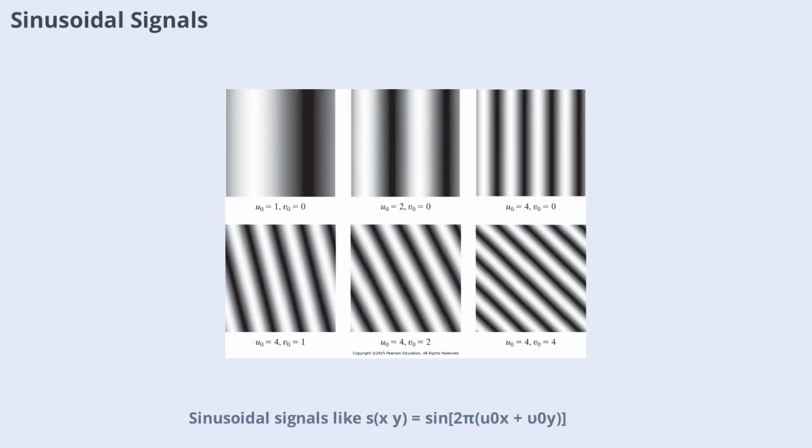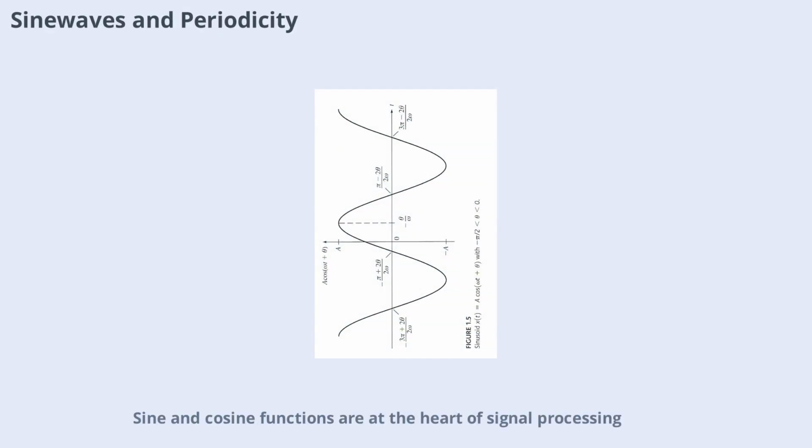with precision. Sinusoidal signals like s(x,y) = sin(2π(u0x + v0y)) are fundamental in signal processing. By varying the fundamental frequencies, you can create slow or fast oscillations in different directions. These signals are used to model periodic phenomena and are the basis for many signal processing techniques, including the Fourier transform. Sine and cosine functions are at the heart of signal processing.